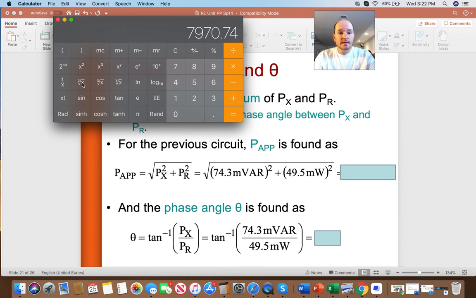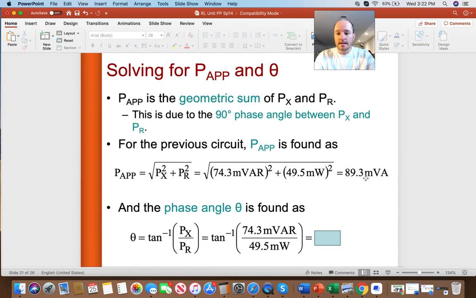Then I'm going to take the square root of that value, and I'm getting 89.3. They're saying 89.3 here. Let's take a look. Nailed it. Look at that. Perfect.